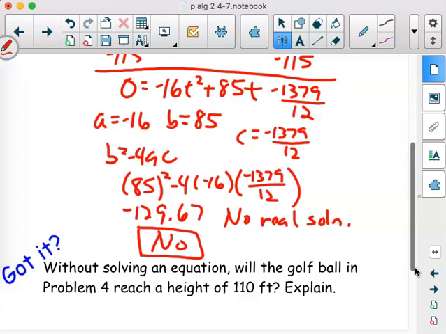So we went through and did the discriminant just to be able to tell them, not going to happen. You know, if you've got this equation and you hit that ball 115 feet, will it reach that 115 feet? The answer is no. Isn't going to happen.